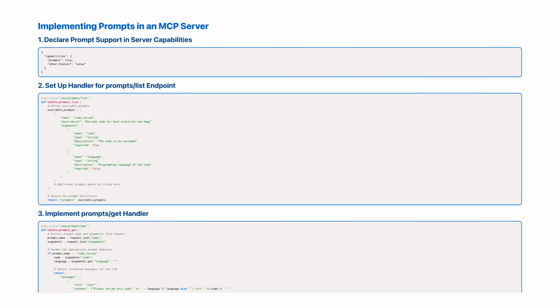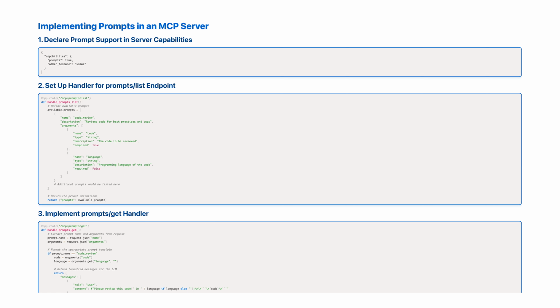I can see how this would be super valuable for specialized applications. So, in implementation terms, how does the server actually set this up? Does it need to define all these prompts upfront, or can they be added dynamically? Great question. Implementation-wise, you first declare prompt support in your server capabilities. Then you set up a handler for prompts.list requests that returns your available prompts with their metadata. And yes, you can absolutely update these dynamically.